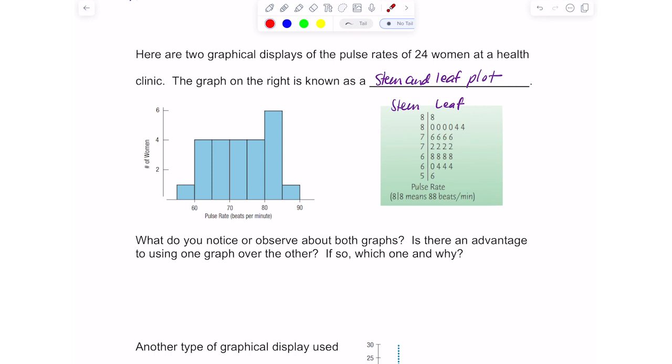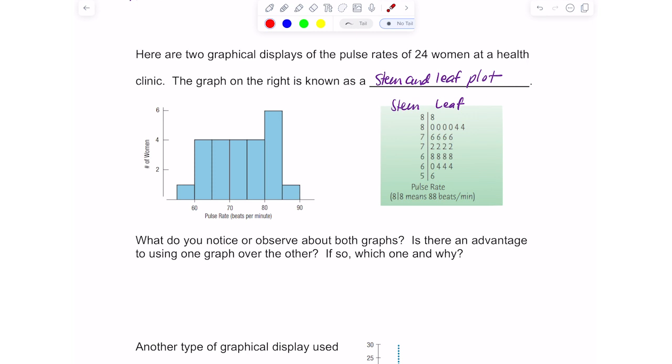So what are some things you notice or observe about both of the graphs? Is there an advantage to using one graph over the other? If so, talk about why that would be. So take a few seconds, pause the video, and do some reflection and think about advantages, disadvantages. Okay, so what do I notice?